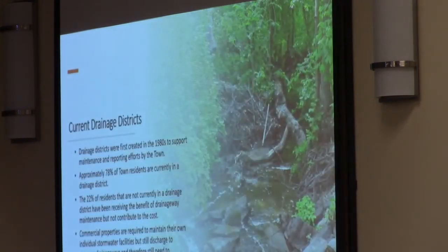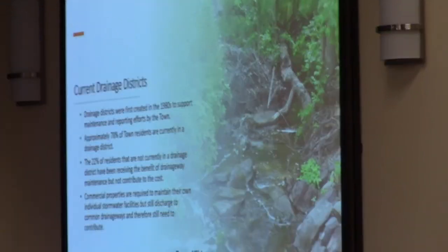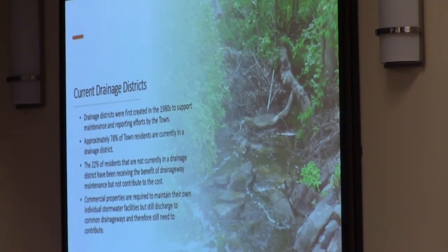Next one. So our current drainage districts, I just touched on a little bit, but they originally began being established in the 80s to support the maintenance and reporting efforts by the town, which at that time were significantly less. You saw Mary's presentation on what's currently required and what is going to be required very soon. None of those things were really in place when the concept of the drainage district started to be implemented. It was purely to keep streams and waterways, like you see on the right of this image, free of trees, like you see looming over there, which is becoming more and more common. It's one of our most common calls, and it can really back up flow if you're not careful.